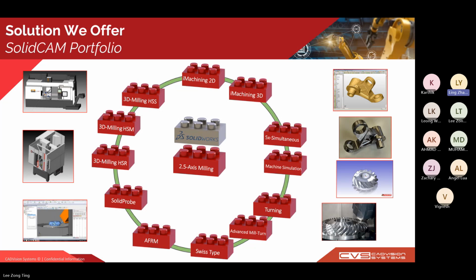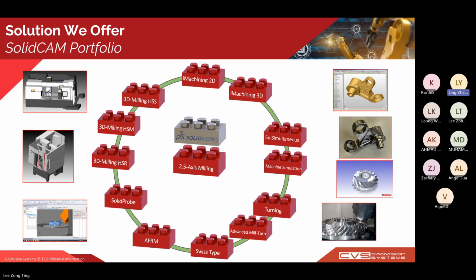In the center, you'll see that there are two bricks, one for SolidWorks and one for 2.5 axis milling. SolidWorks, as all of us know, is a design software. SolidCAM 2.5D is built on top of SolidWorks using the same UI, and this 2.5D basically serves as the basic building blocks for all the SolidCAM modules. In 2.5D, which we'll cover in a later section, you'll see capabilities such as pocketing, profiling, face milling, drilling, different level machining, you name it.